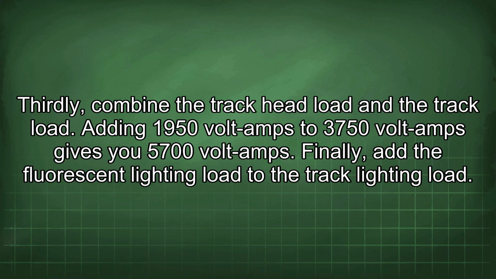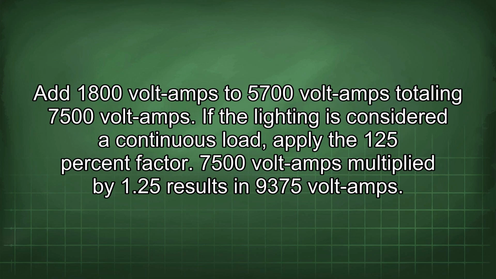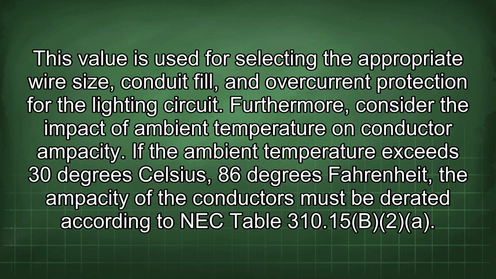Finally, add the fluorescent lighting load to the track lighting load. Add 1800 volt amps to 5,700 volt amps, totaling 7,500 volt amps. If the lighting is considered a continuous load, apply the 125% factor. 7,500 volt amps multiplied by 1.25 results in 9,375 volt amps. This value is used for selecting the appropriate wire size, conduit fill, and overcurrent protection for the lighting circuit.